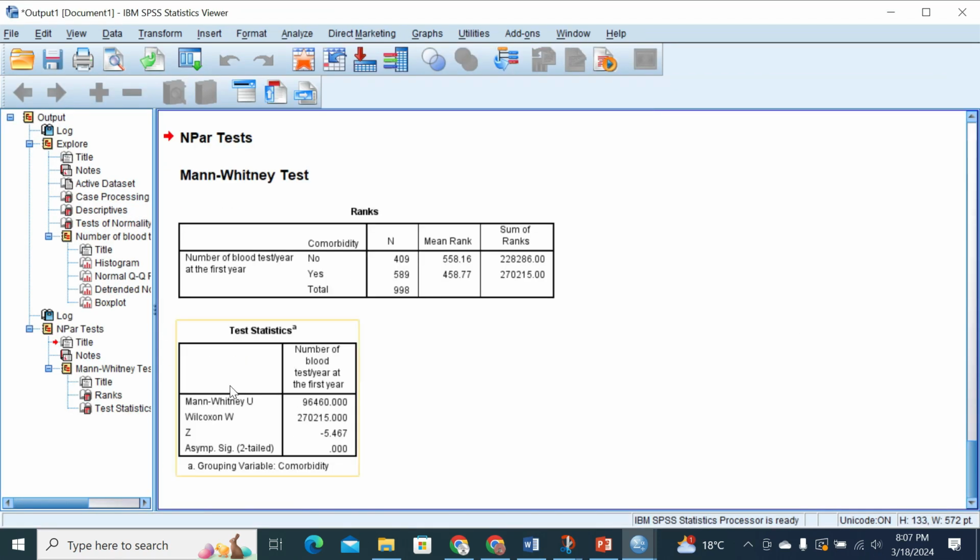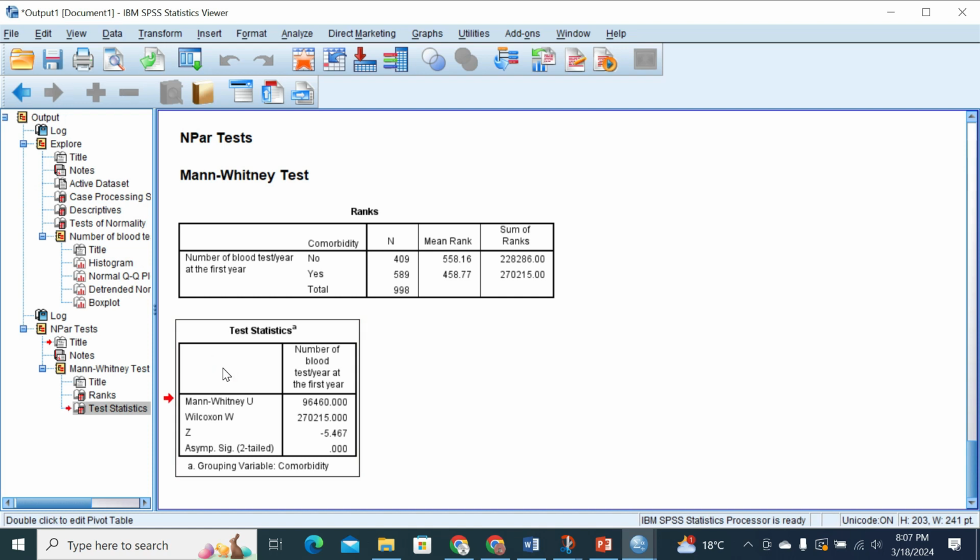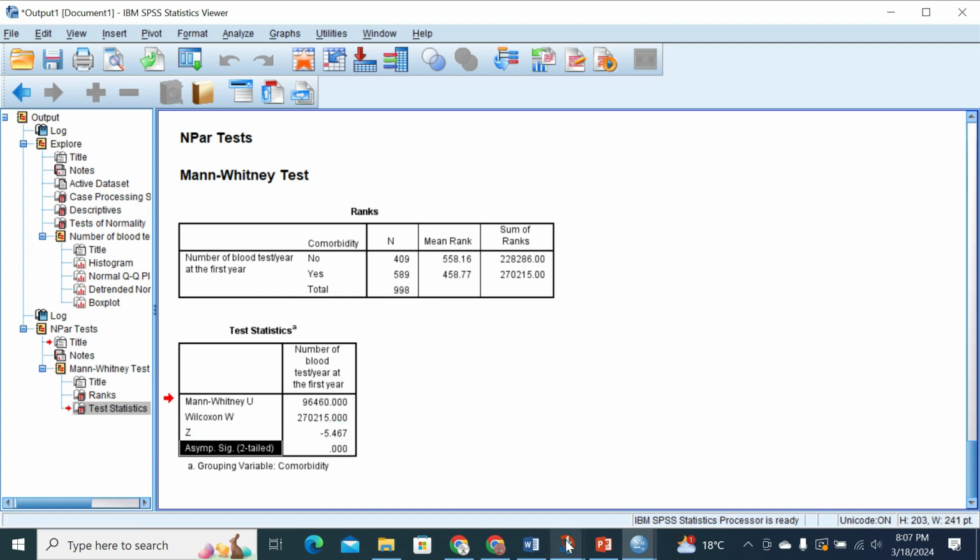So here is the output result for the Mann-Whitney U test. This is the Mann-Whitney U test. Its test statistic value is this, the Z statistic is this one, and the p value is 0.005.